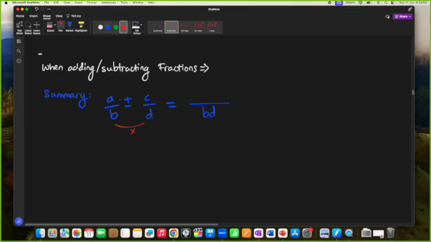Then you cross multiply. A times d is ad. So this is kind of like a formula for it now. Plus or minus, whether you're adding or subtracting, and then you have your c times b, which is bc. So this is kind of like a formula for the adding and subtracting of fractions, right?